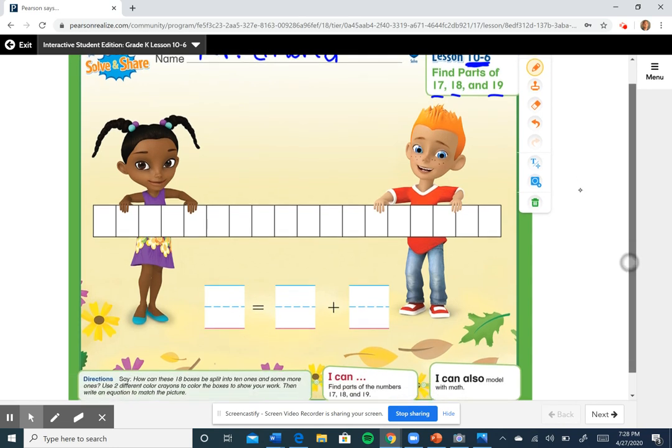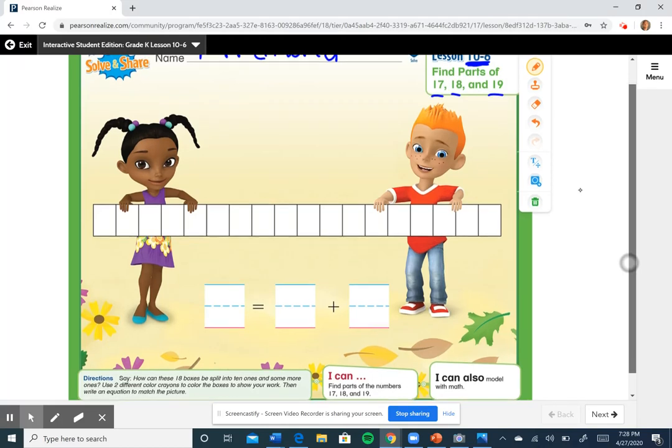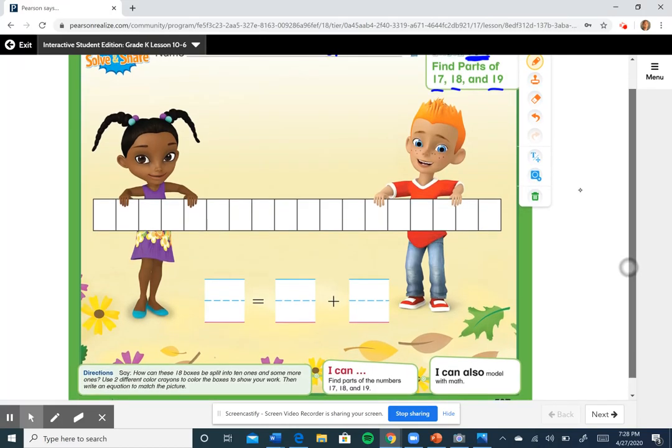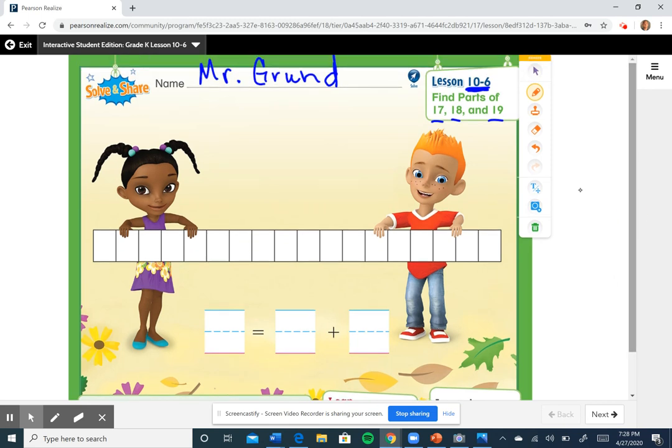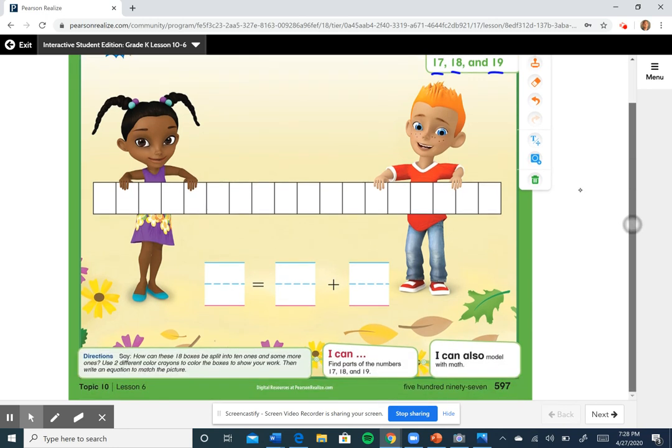So by the end of the day, you are going to be able to say that you can find parts of numbers 17, 18, and 19. First off, we need to find the number 18. So that's what number we're finding right away.